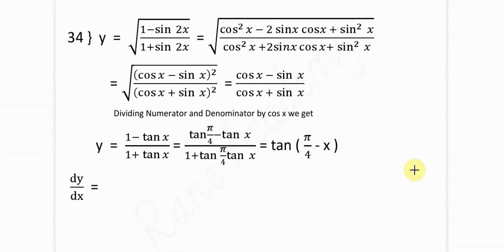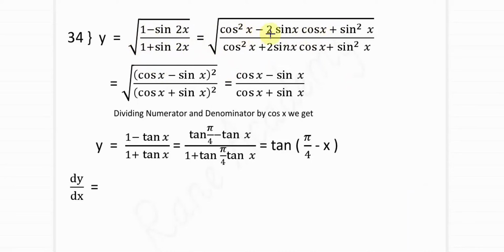Question number 34, we have y is equal to under root of (1 minus sin 2x) upon (1 plus sin 2x). Before we actually differentiate, we simplify the function. Here I can write 1 as cos square x plus sin square x in the numerator and denominator, and in both I can write sin 2x as 2 sin x cos x. It is a standard identity.